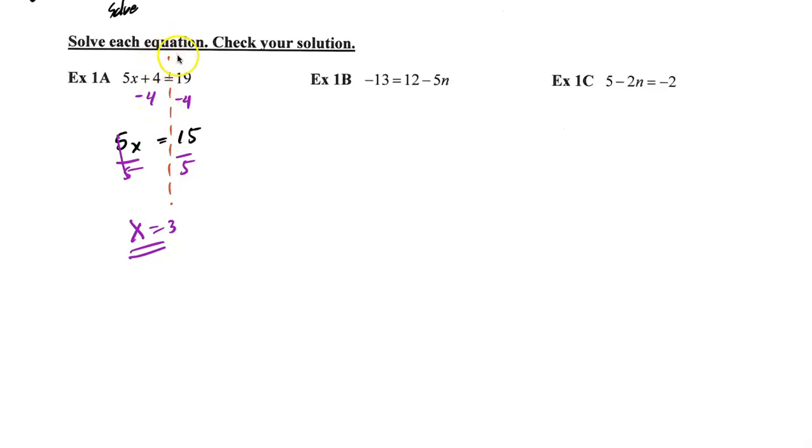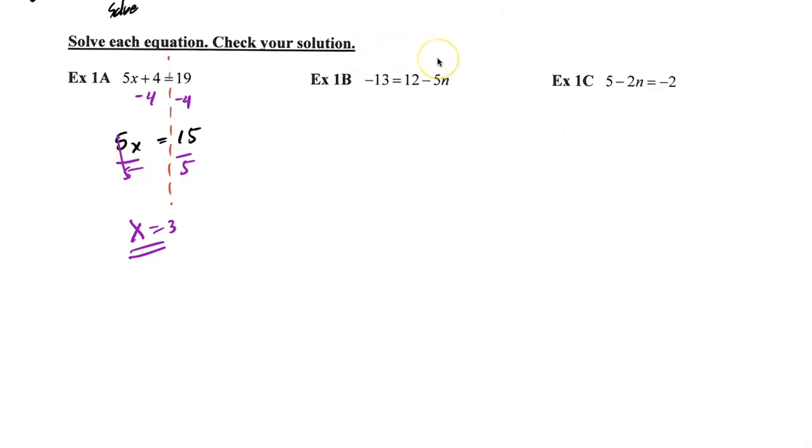Equal sign is our wall. Whatever you do to one side, you do to the other side. If you're trying to get a variable by itself, the first thing you want to do is get rid of all the extra stuff. I want to get this x by itself. So what's next to it? The 4. Get rid of that first. It's positive, so we subtract it from both sides. Then we have a multiplication in front of it, so divide.